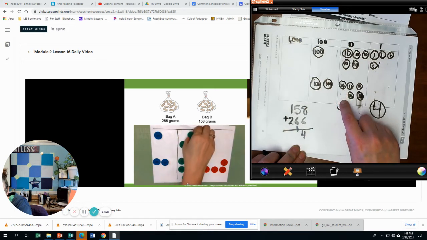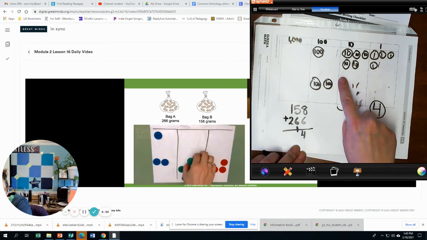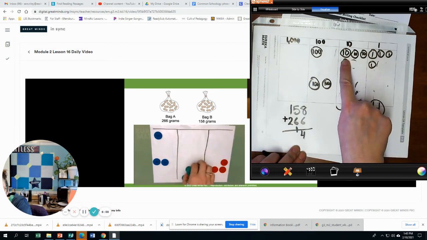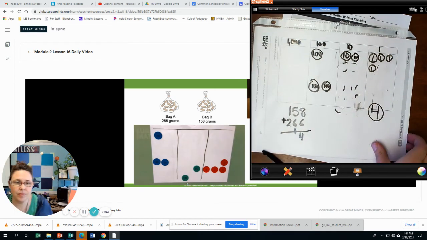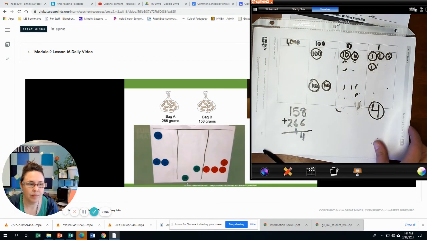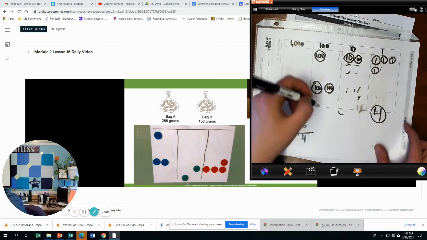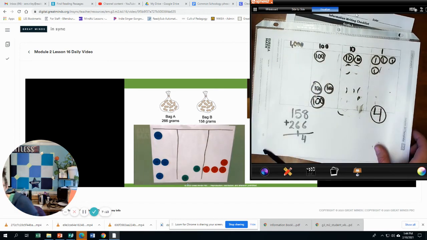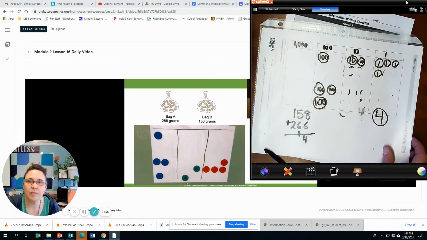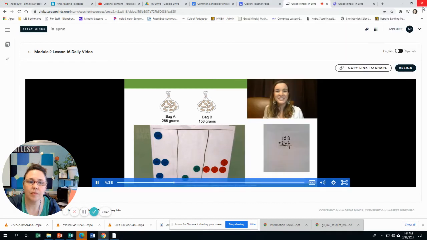Just like we changed 10 ones for 1 ten, we can change 10 tens for 100. So let's take 1, 2, 3, 4, 5, 6, 7, 8, 9, 10 tens and change it out for 100. Where are we going to put that hundreds disc on our place value chart? In the hundreds column. So how many tens do we have now? 2 tens. Let's show that in our written form.